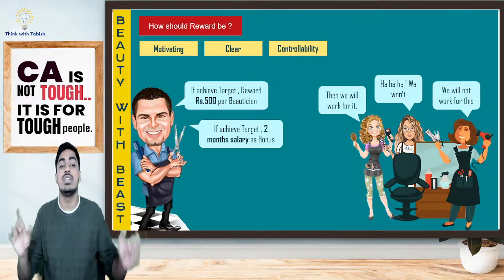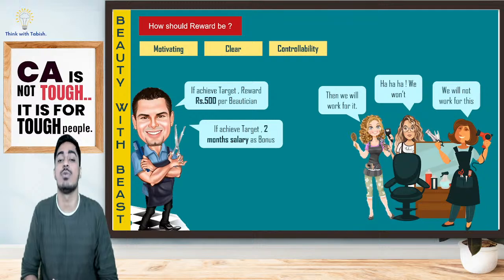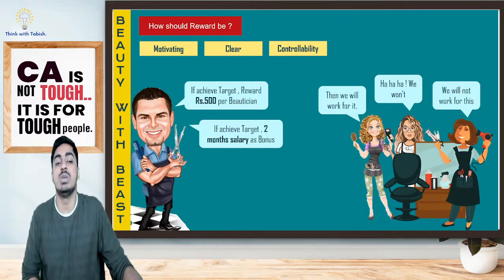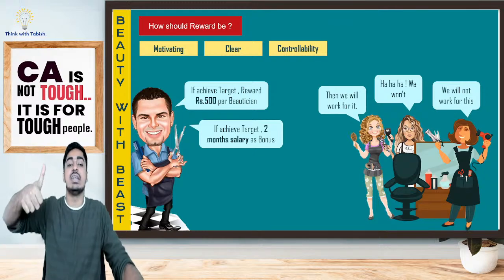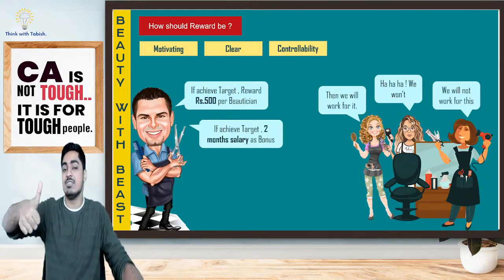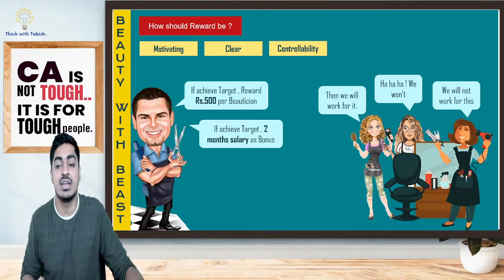So you should be considering only 10 months, and based on that you should be telling whether you have achieved or not. Based on that you should be giving the reward. Is it clear? Reward should be MCC: motivation, clear, controllability. Everyone tell me, students. Standards should be AEO: achievable, equity, ownership. Rewards should be MCC, that is motivation, clear, controllability.